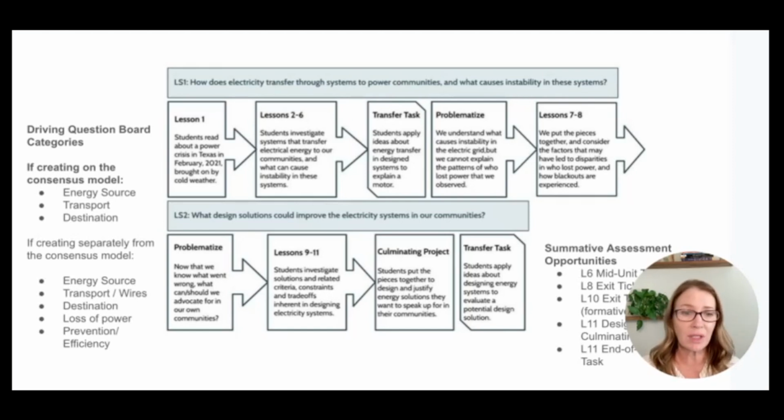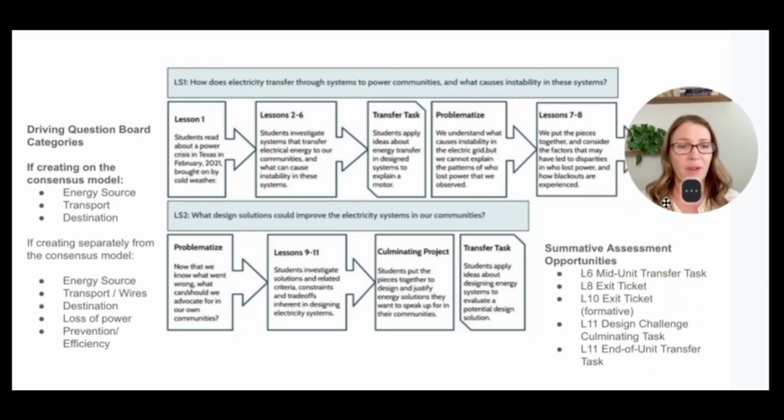Now, I personally don't like that strategy because if I want to reference that consensus model, it's covered with sticky notes. I also like to combine driving question boards from different classes together. So it makes it a little bit harder when you have different initial models. Anyways, you'll figure out what works best for you. But if you do them separate, here's some other categories you might be able to use. I will show you an example of this when we get into lesson 1.